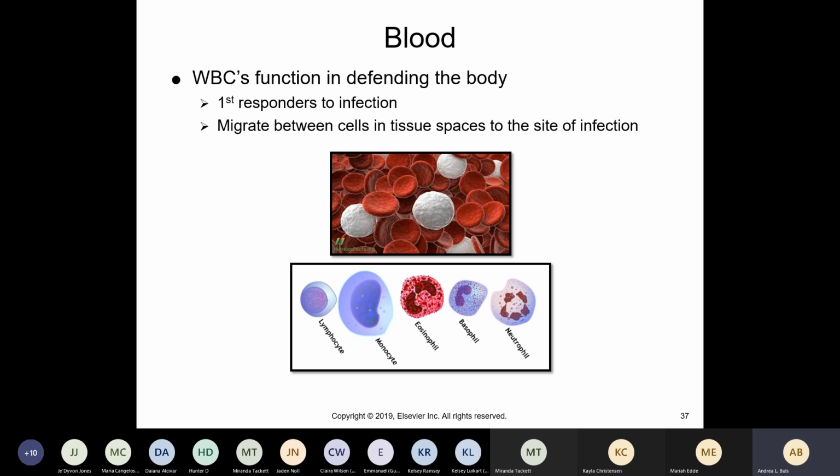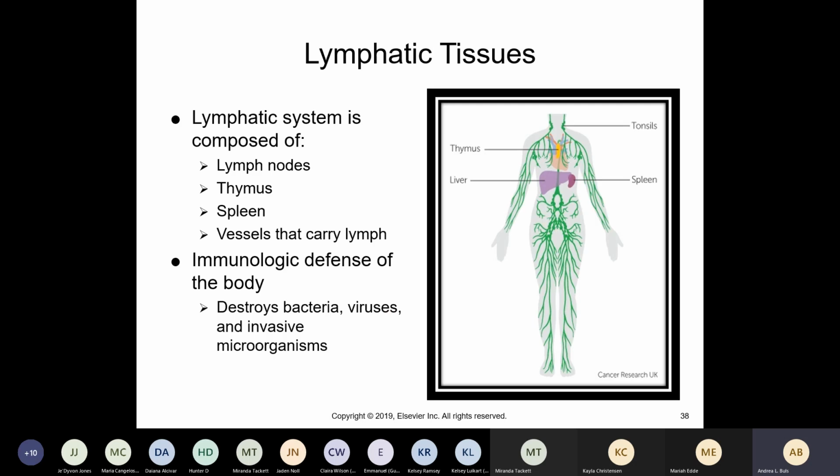White blood cells function in the defense of the body. Like I said, they're the first responders to infection. They will migrate between cells and tissue spaces to the site of infection. We have the lymphatic system, which is really important for infection as well. That's how infection drains in our body. It's composed of the lymph nodes, the thymus, and the spleen, and then all of the vessels that carry that lymph fluid through our body.